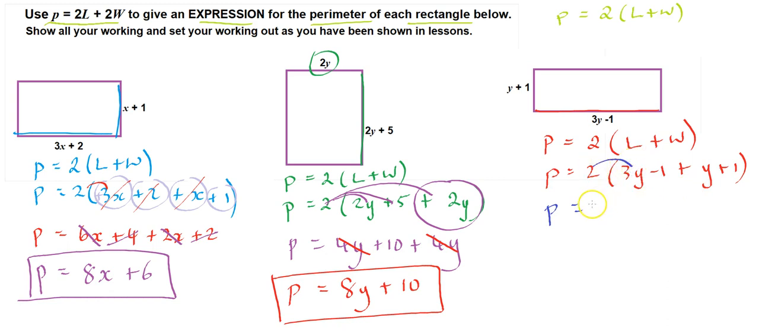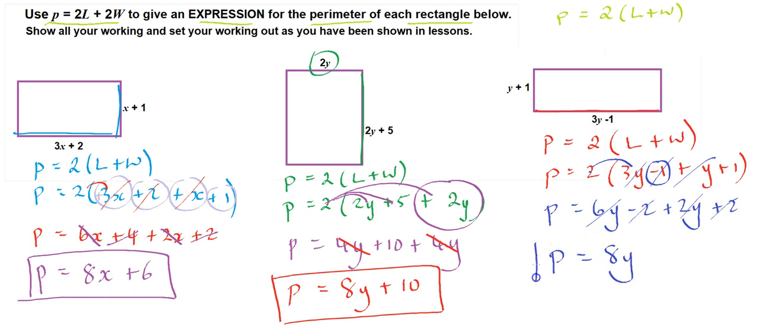2 times 3y is 6y. 2 times minus 1 is minus 2. 2 times y is 2y. And 2 times 1 is 2. Don't need that bracket. Okay, so the last line, I just need to simplify what I've got here. So 6y plus 2y is 8y. Minus 2 plus 2 is 0, so I don't need to include that. And that is the final answer.